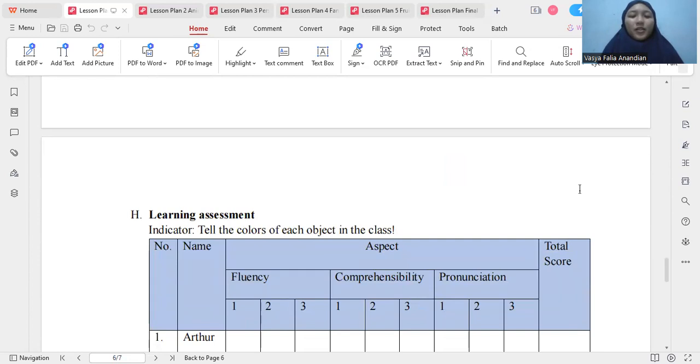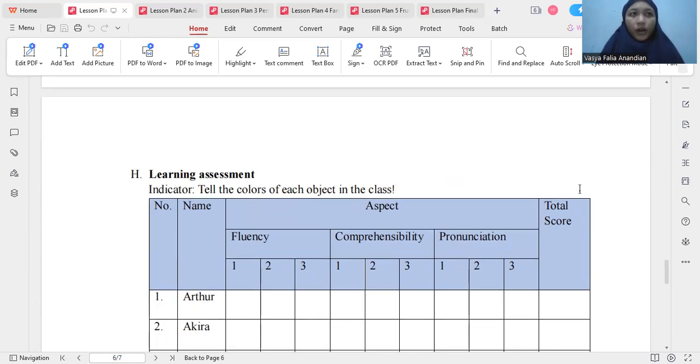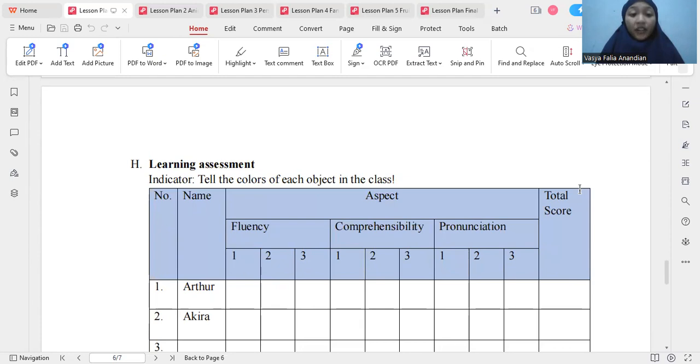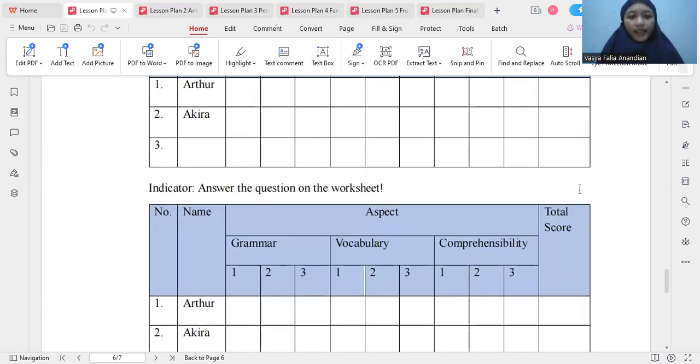So the learning assessment. So this is the rubric scores that I made since it's for elementary school and still class 1. I made a simple rubric scores for 3 points. So the first is tell the colors of each object in class. Is about speaking skills. So the aspects are fluency, comprehensibility, and pronunciation. The second is answer the question based on the worksheet. So the aspects that we look at in the writing of the students are grammar, the vocabulary they use, and the comprehensibility of the thing that they write.